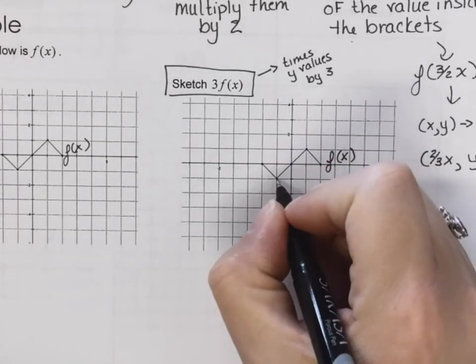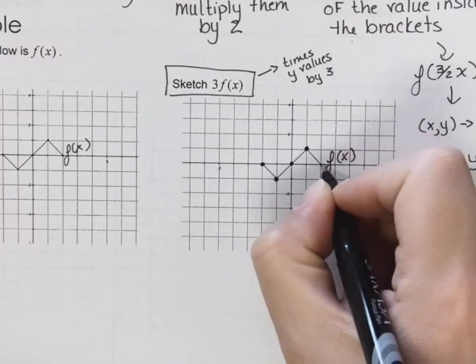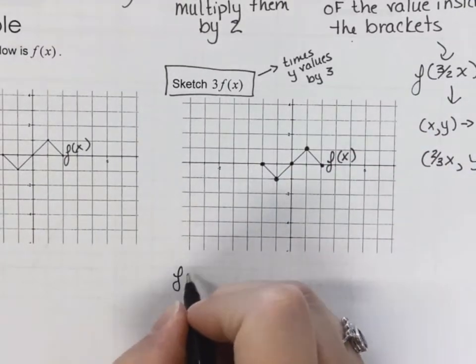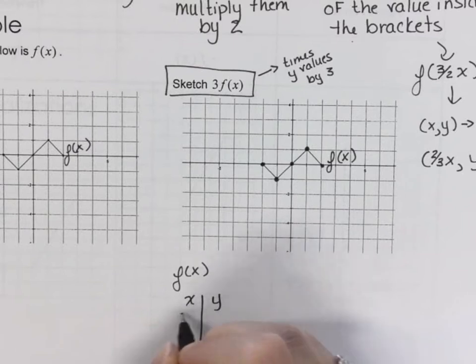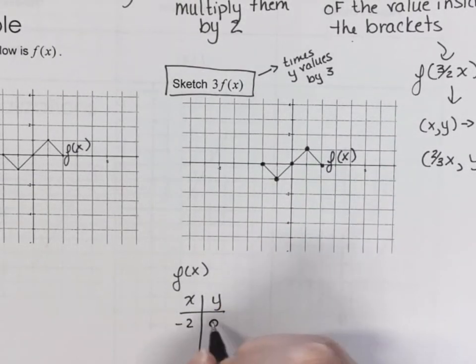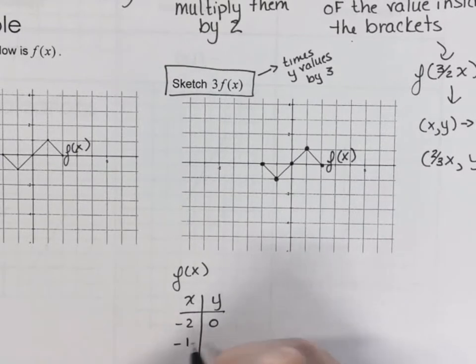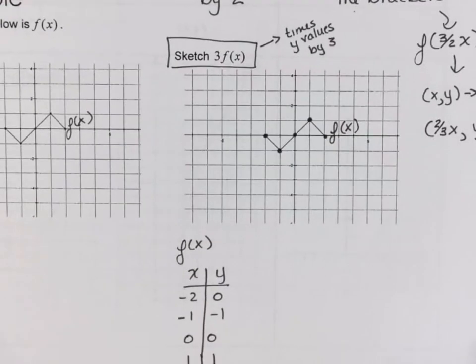So I'm just going to look at the coordinate pairs, these key coordinate pairs on that one. So on the f of x graph, this point here is -2 and 0. This point here is -1 and -1. Then I go up to 0, 0. Then I go up to 1, 1. And then I go to 2, 0. Oops, sorry guys.